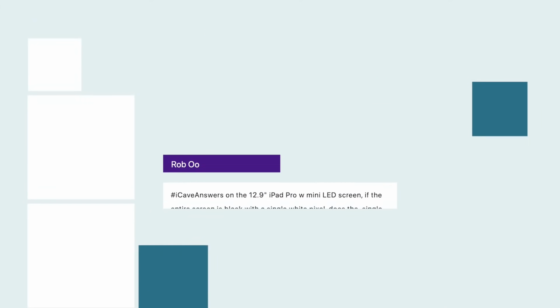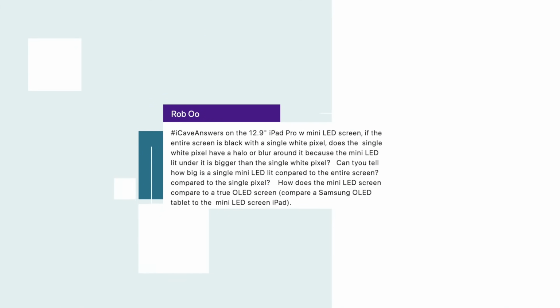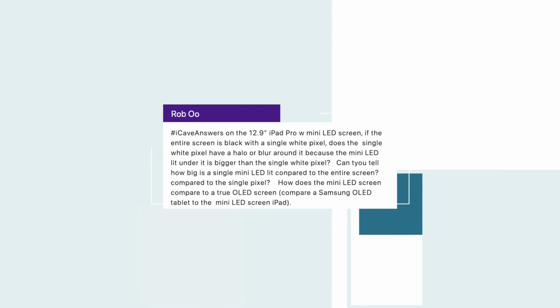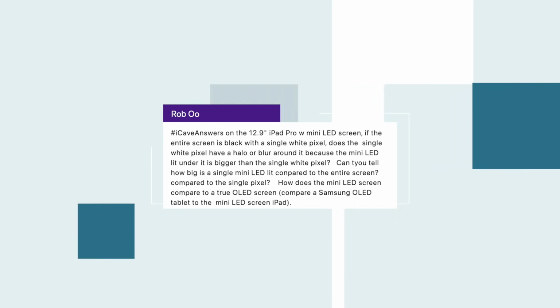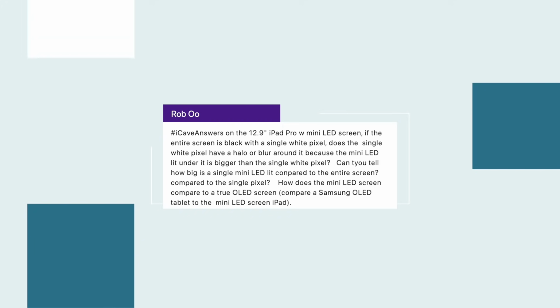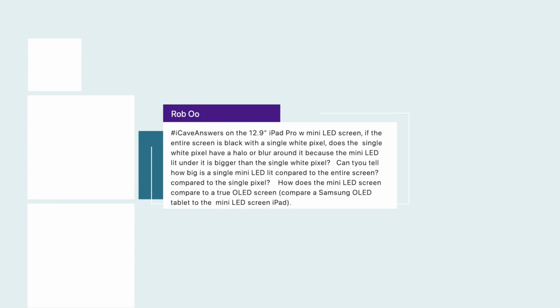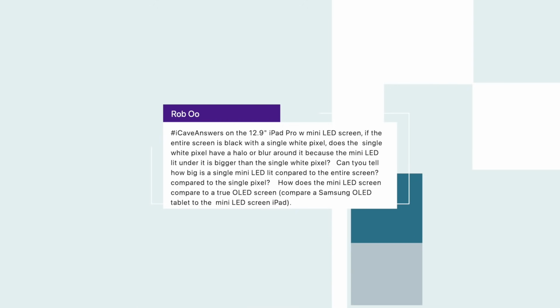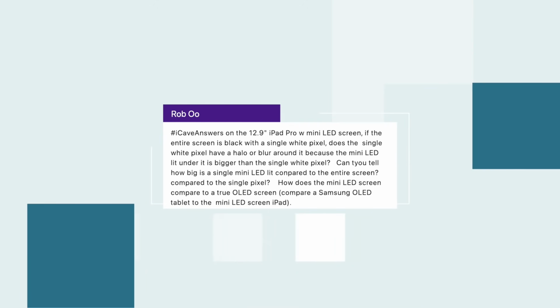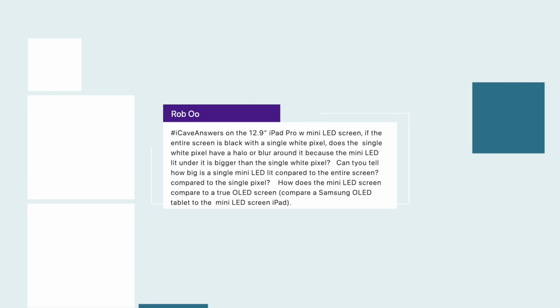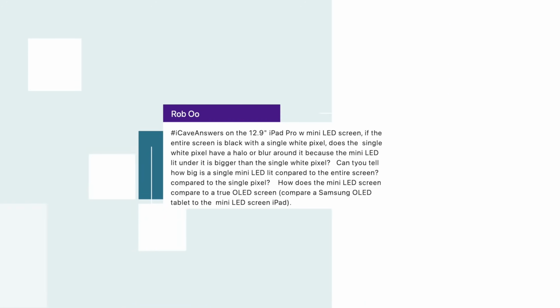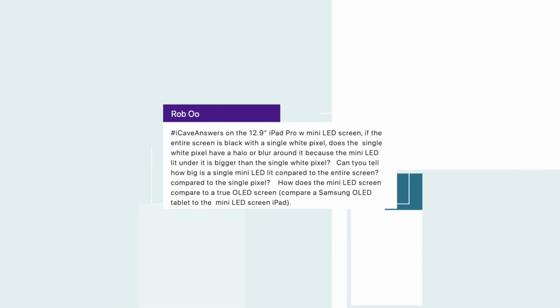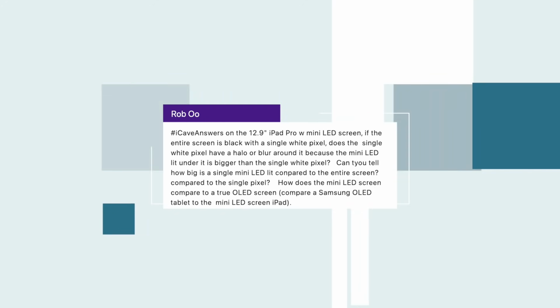Rob, ooh, we've missed you, man. On the 12.9-inch iPad Pro with mini LED screen, if the entire screen is black with a single white pixel, does the single pixel have a halo or blur around it? Because the mini LED lit around it is bigger than the single white pixel. Can you tell how big the single mini LED is compared to the entire screen? Compared to the single pixel, how does the mini LED screen compare to a Samsung OLED tablet? Okay, so I've not seen these side by side, so I can't give you a direct comparison.